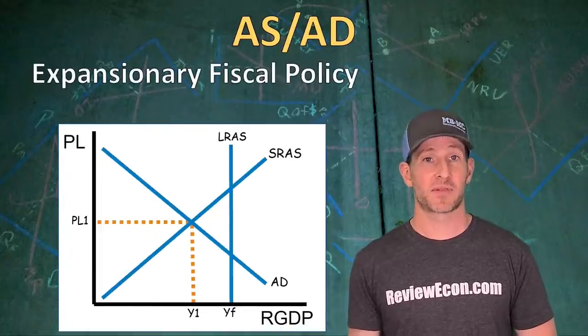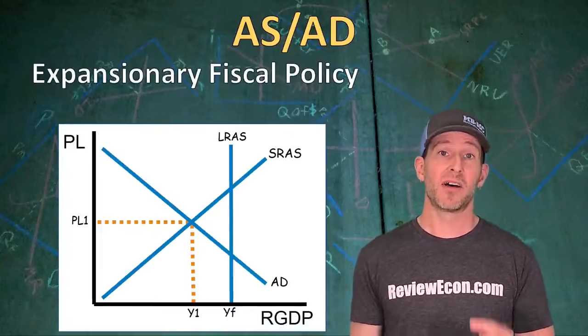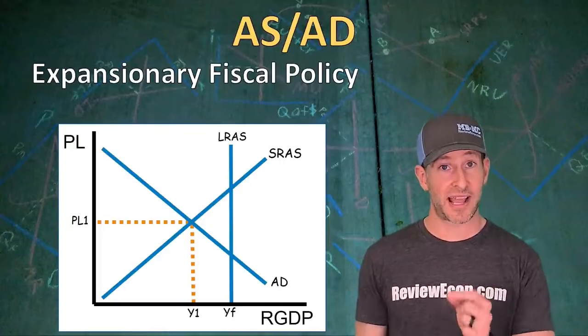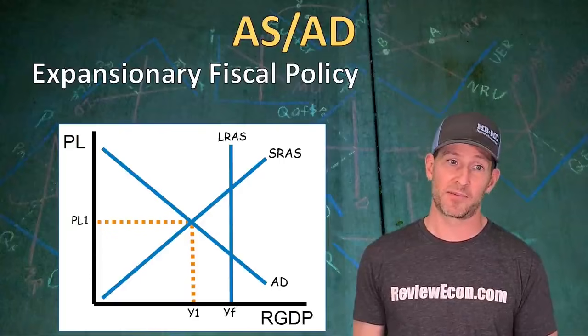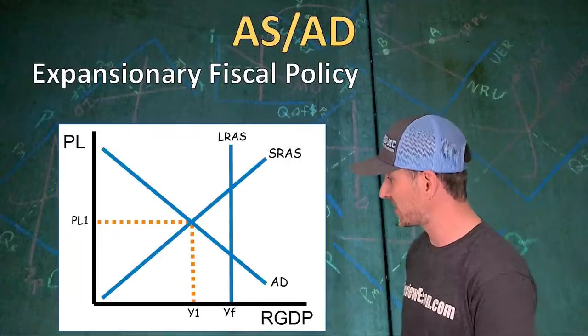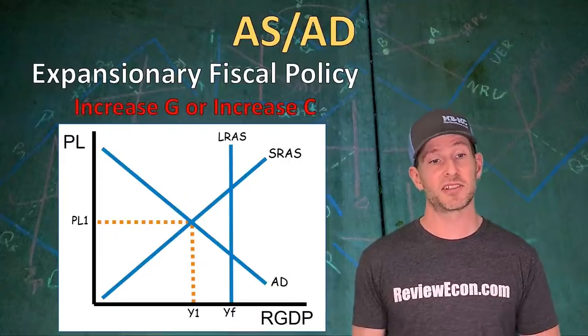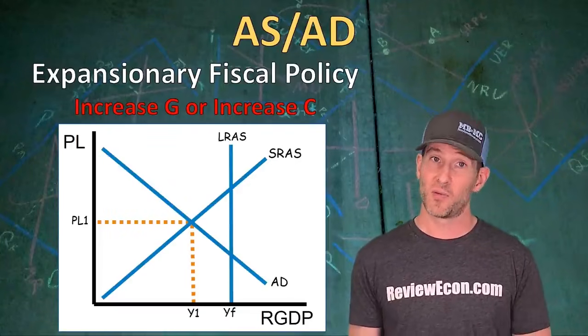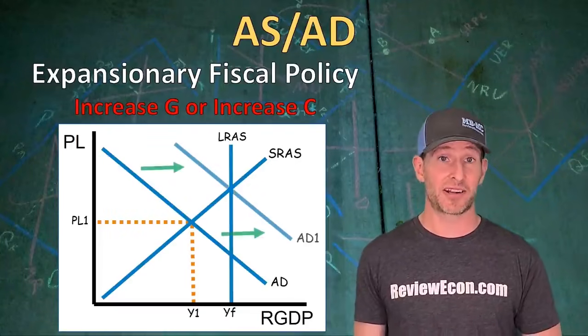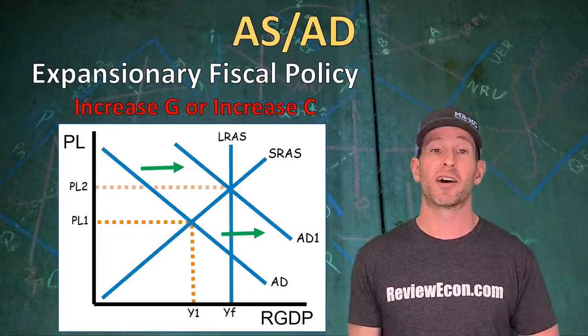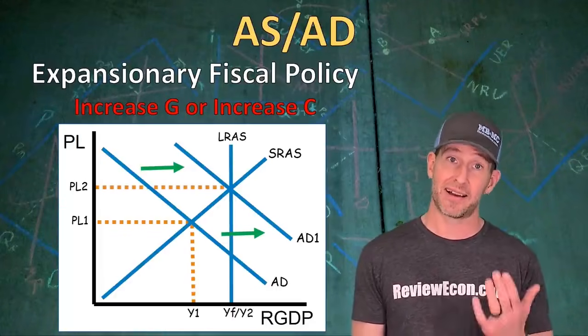If we find ourselves with an output gap in the ASAD model, the government can use fiscal policy to close that gap more quickly than waiting for the long run. If, for example, we have a recessionary gap, the government can use expansionary fiscal policy to increase government purchases or increase consumption. When they do that, it will shift the aggregate demand curve to the right, restoring our full employment level of output at a higher price level.